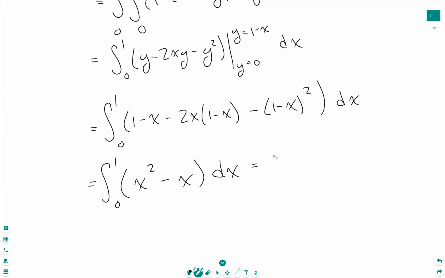So this is equal to 1/3 x cubed minus 1/2 x squared, evaluated at x equals 0 and x equals 1. The 0 case is really nice, so all I really need to worry about is plugging in this 1. That just means we have a 1/3 minus a 1/2, which gives us a negative 1/6.